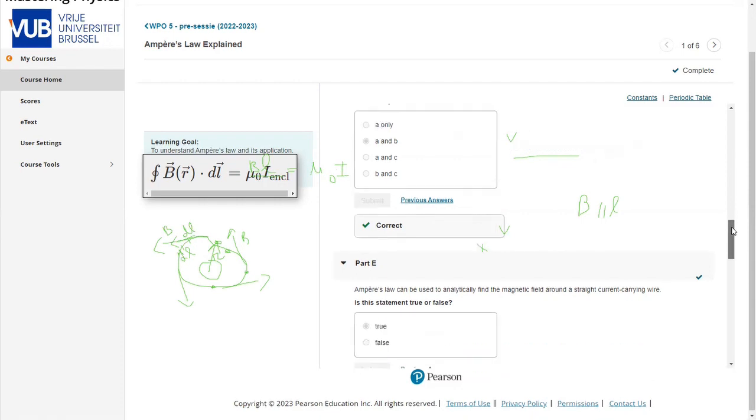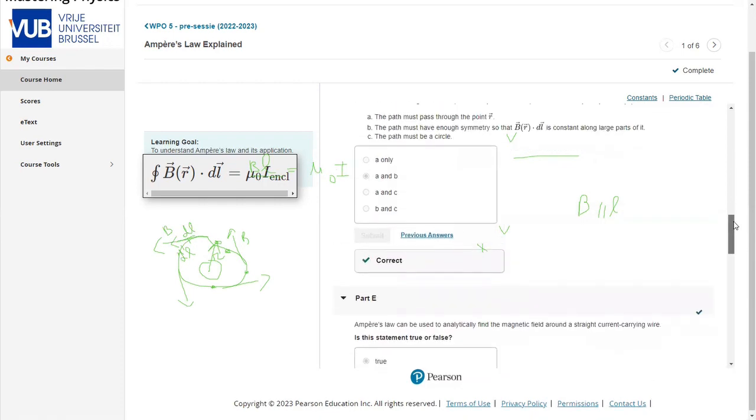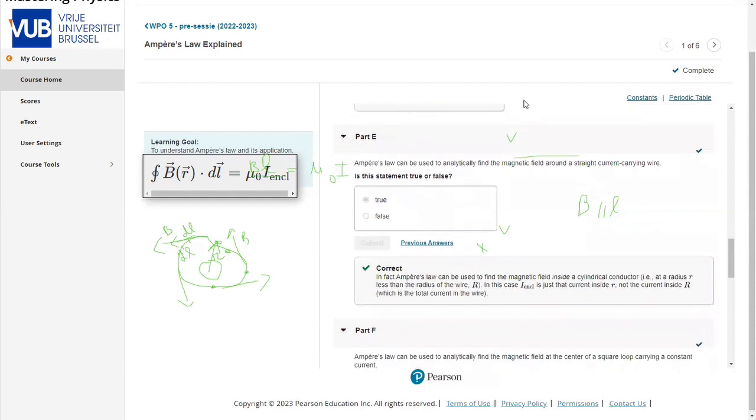Next one. Okay, the path doesn't have to be a circle. Don't forget that. I will erase it to avoid confusion.